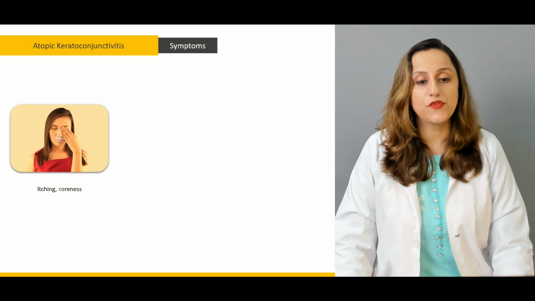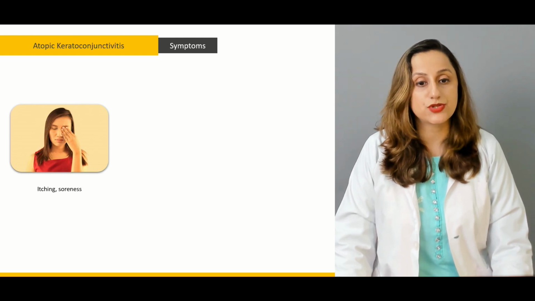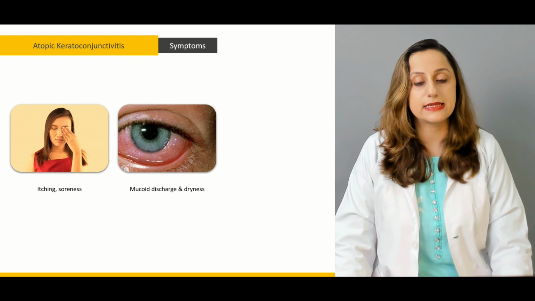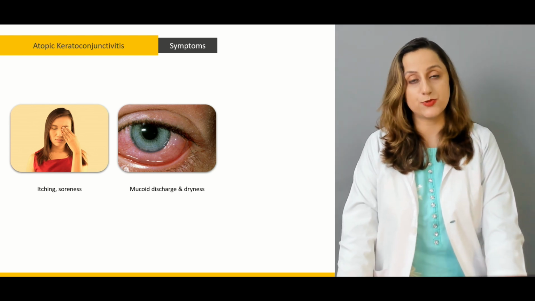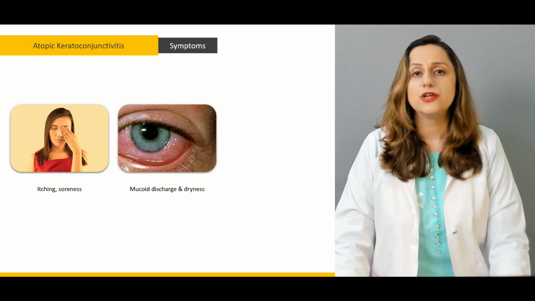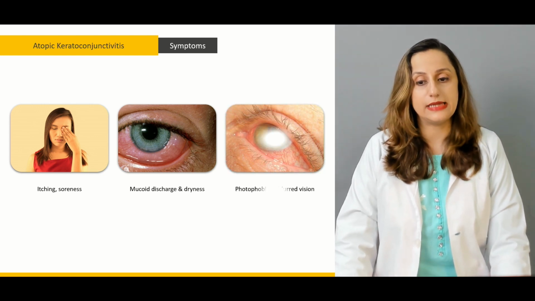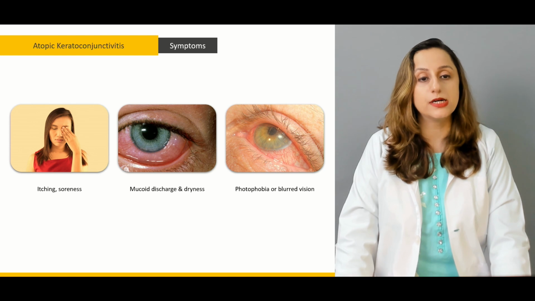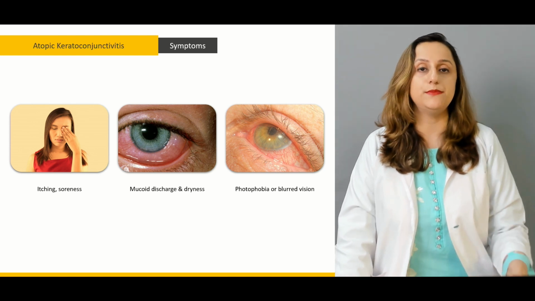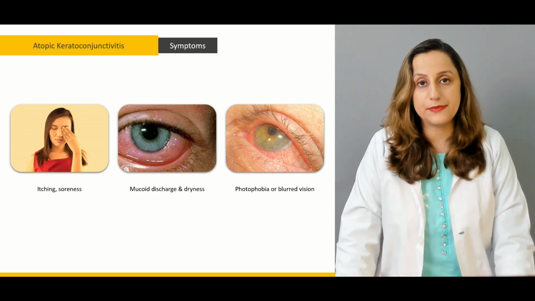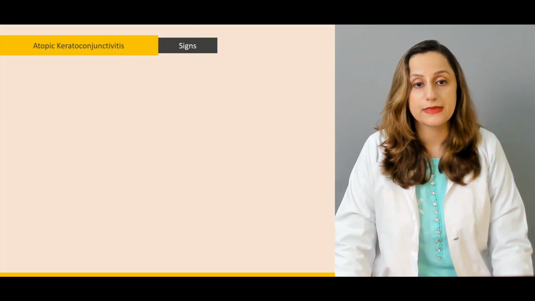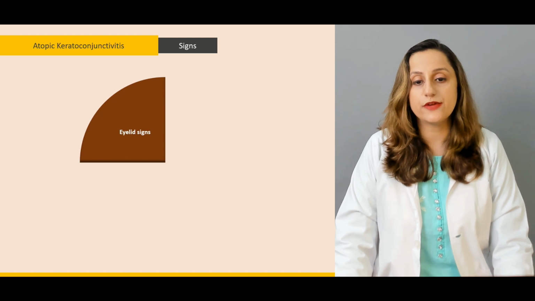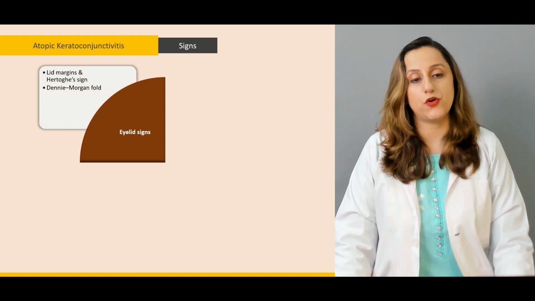The symptoms over here are itching and soreness of the eyes, as well as a mucoid discharge or xerosis of the eyes, which is basically marked by dryness noted in the eyes. Photophobia or blurred vision is also one of the major complaints that the patient would be registering to the ophthalmologist. The signs that we'd be looking for are the eyelid signs, first of all.